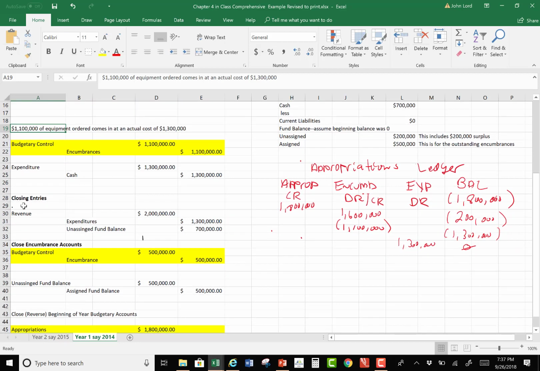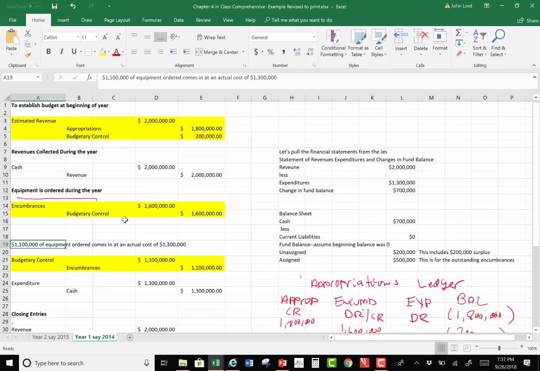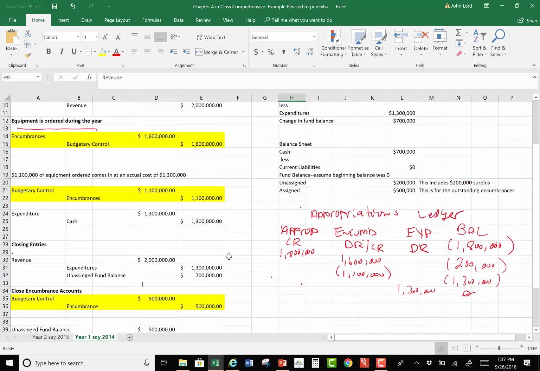And when I do my closing entries, well, actually, before I do my closing entries, can I make up my income statement real quick? Right here, my income statement. Revenues minus expenditures equal the change in fund balance of 700,000. Come on, guys. Revenues minus expenditures, a change in fund balance of 700,000, isn't it? Yeah. So I made my income statement. So I'm going to go ahead and do my closing entries. I'm going to debit my, where'd we go?